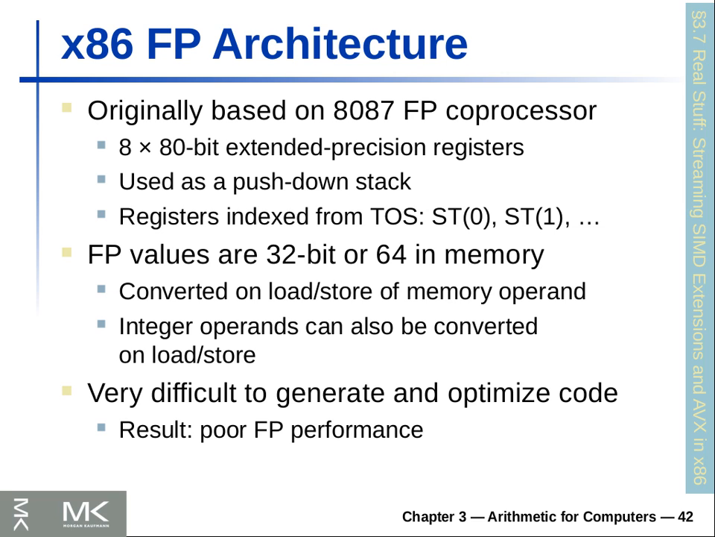So how did this happen? How did this happen in x86? Originally processors did not have floating point. They came up with the 8087 coprocessor. It had 80-bit extended precision registers, used as a push-down stack, which is even more confusing. FP values are 32-bit or 64-bit in memory, converted with load and store. Very difficult to generate and optimize code for, and poor FP performance.